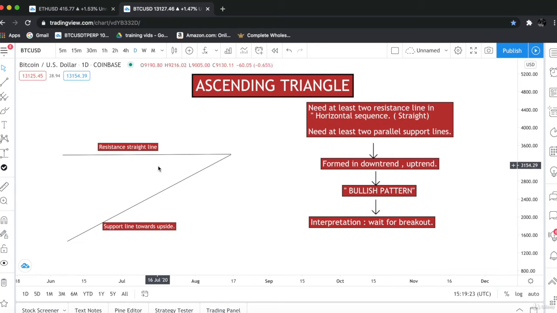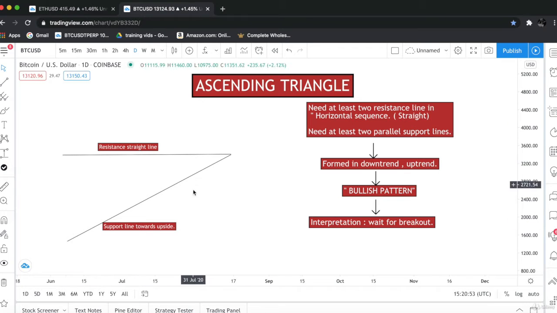This is the diagram which I have drawn for you. As you can see, straight resistance line and the support lines to the upside. This is the hypothetical example of an ascending triangle. The ascending triangle can be found in an uptrend or downtrend. The ascending triangle is a bullish pattern only. Whenever you spot an ascending triangle on the chart, it has a strong possibility of breaking through the upside.